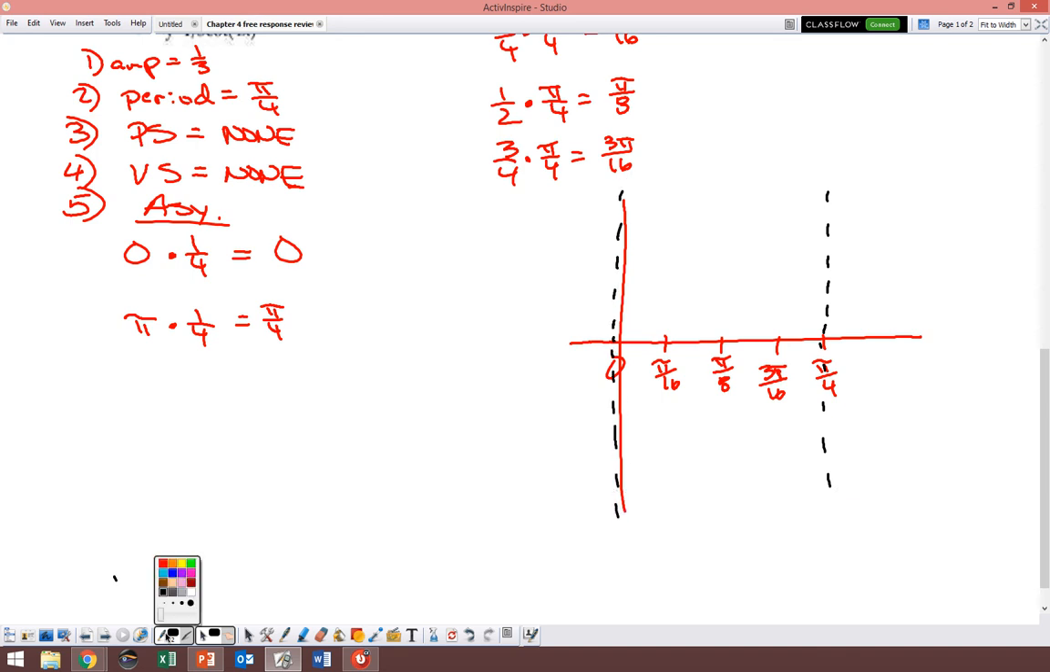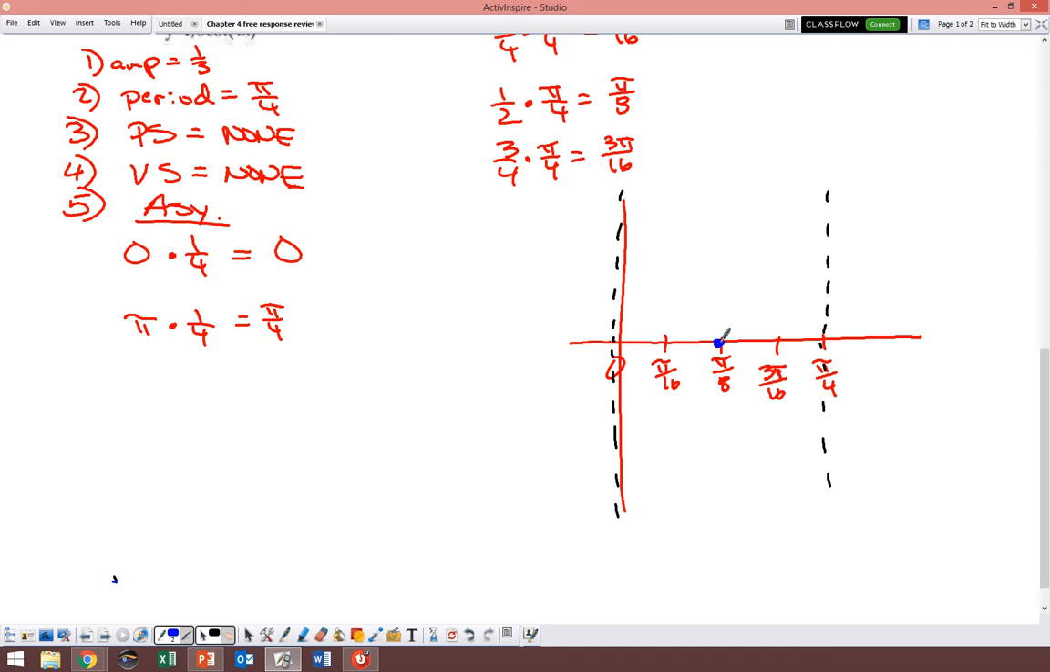And now the next thing I'm going to do is put in the middle. Where's the middle going to be? At 0, right? Okay, so I have that at 0. Now, is this tangent or cotangent? Cotangent. Cotangent ends from up to down. It ends down, because tangent ends up, cotangent ends down unless there's a negative in front of it.